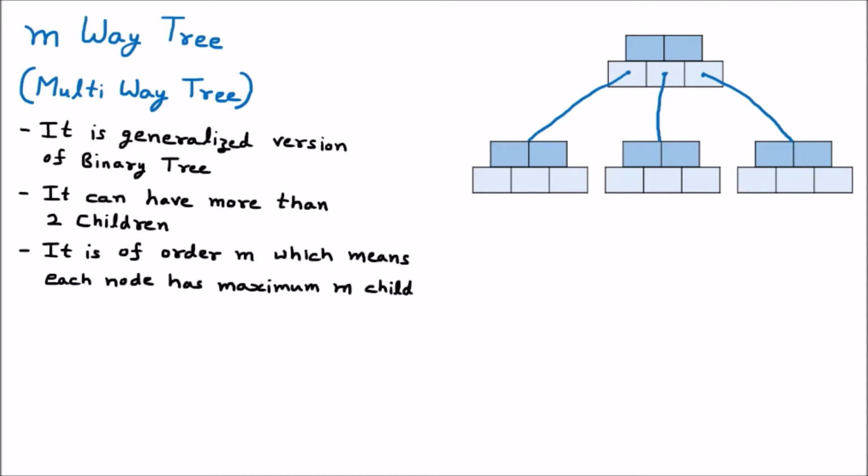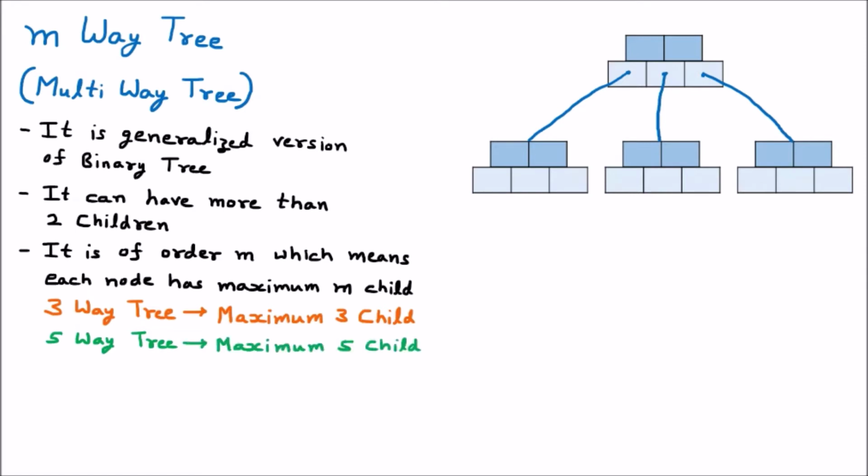Now, to understand this, let us take some examples. Let us suppose that we have a three-way tree. Obviously, three-way means it is of order 3. And how many children are there? So, a maximum of 3 children. Now we take one more example. Let us suppose we have a five-way tree. As the name says, it is of order 5. That means a maximum of 5 children can be there.